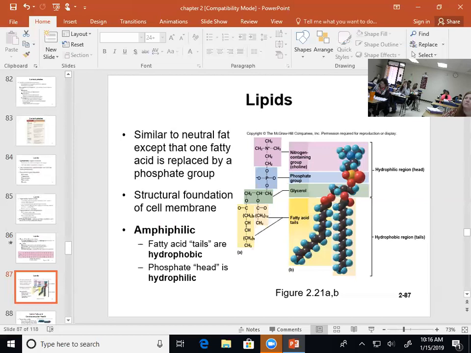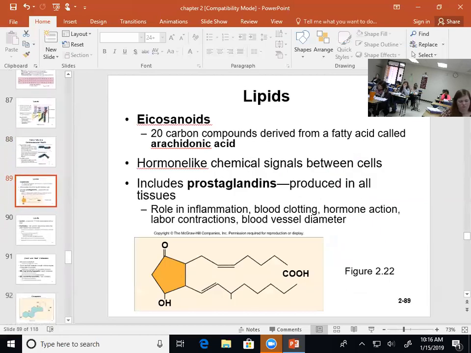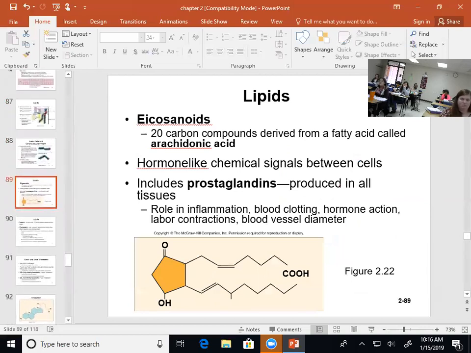So this is a phospholipid, and what I want you to see, because of its structure, and again, structure dictates function. Are you kidding me? I don't have a picture of this. Really?